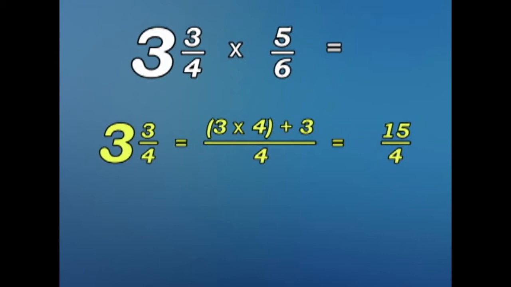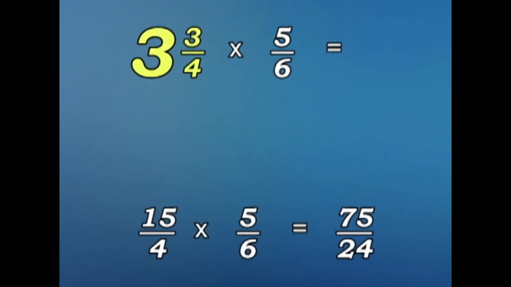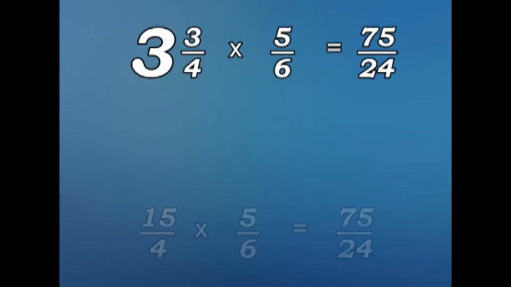Now then, we have two fractions. We have 15/4 times 5/6, which becomes 75/24. So 3¾ times 5/6 becomes 75/24. An improper fraction. Now then, are there any common factors to reduce 75/24 to its lowest form?